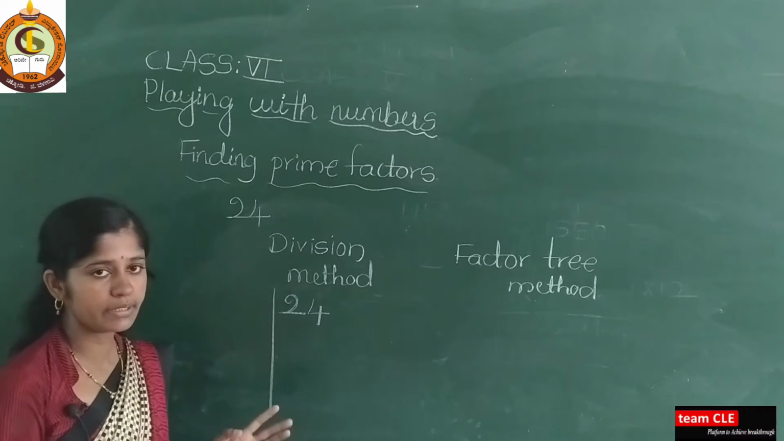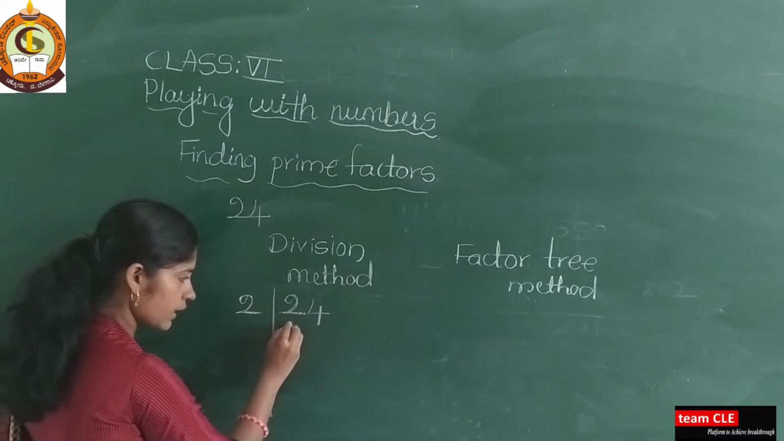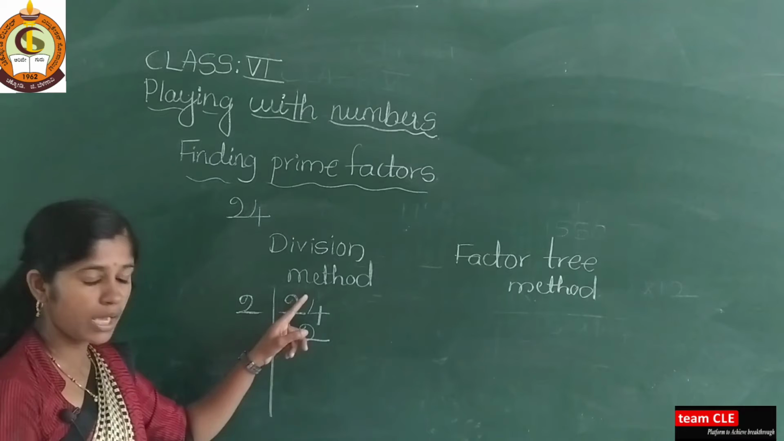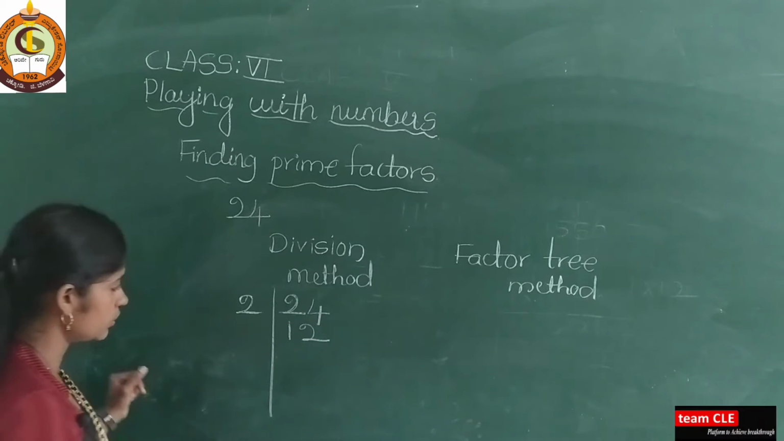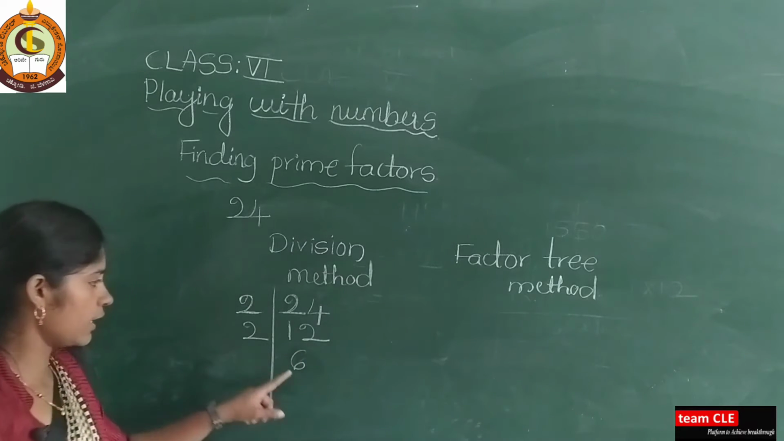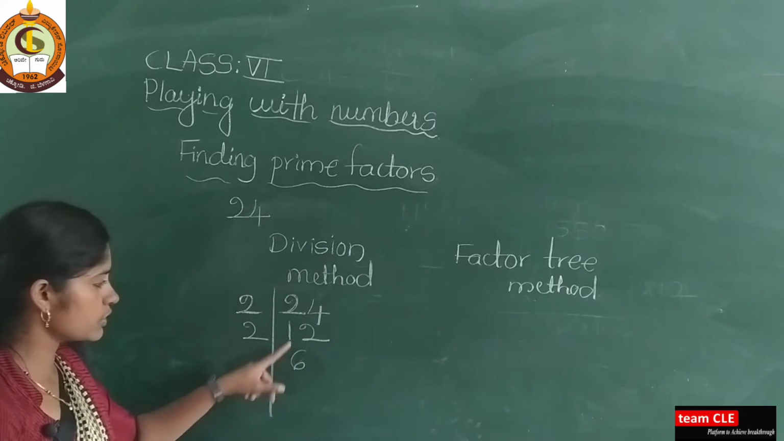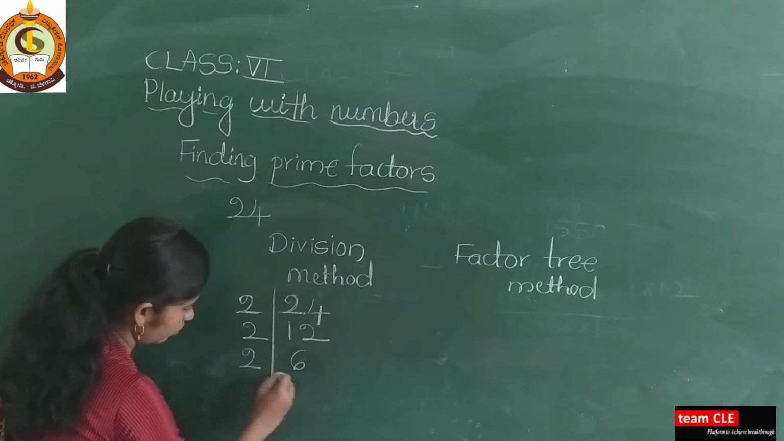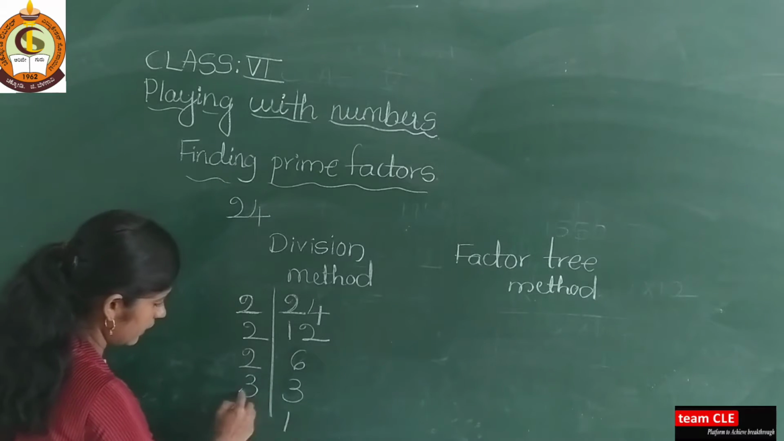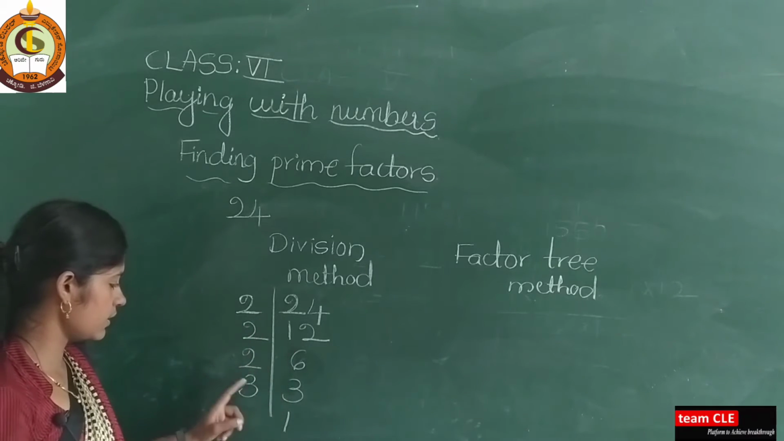Don't take 6 fours directly. Let us take 2. 2 twelves are 24, so 24 divided by 2 gives 12. Again this 12 will divide with 2: 2 sixes are 12. Again you take 2: 2 threes are 6. Again you take 3: 3 ones are 3. See here, 2 twelves are 24, 2 sixes are 12, 2 threes are 6, 3 ones are 3.